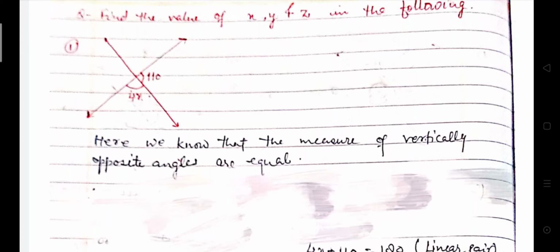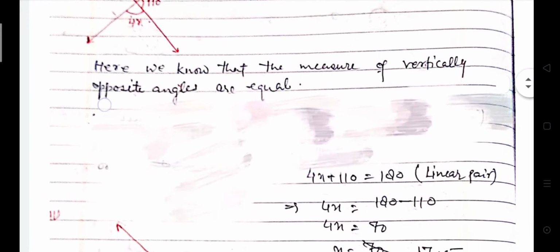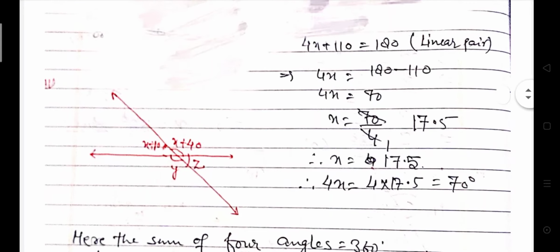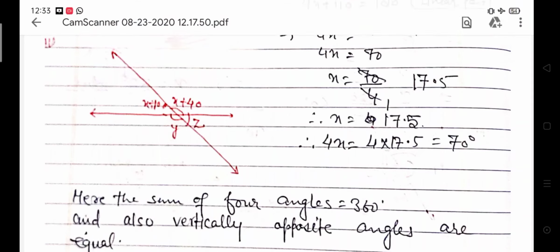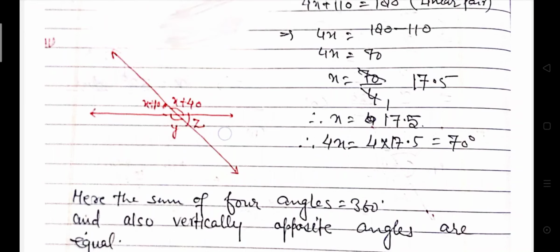So let us see our next question, which is also based on the same concept. The figure is given here, in which the four angles are x plus 10, x plus 40, z and y. First of all, we know that the sum of all four angles at a point is always 360 degrees, and we also know that opposite angles are equal. What do we mean by opposite angles?